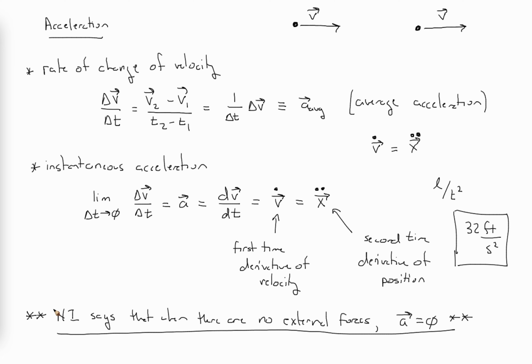So now we can actually really understand what Newton 1 says. Newton 1 says that when there are no external forces, acceleration is zero. So the acceleration is zero means that the velocity won't change, so that no matter when we look at our particle, it may move from one spot to the other, but its velocity, the direction it's moving and how fast it's moving, will never change because our acceleration is zero. And that's Newton 1.